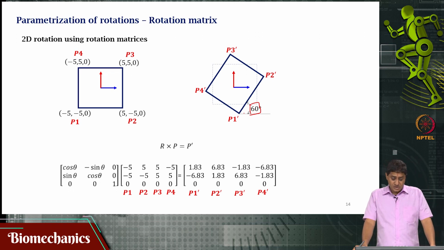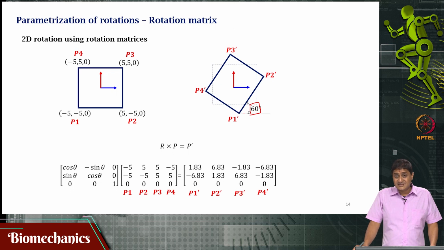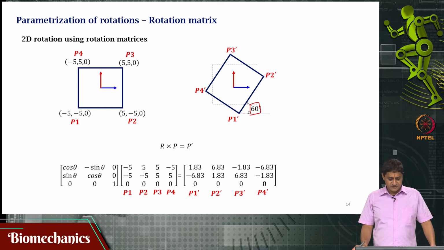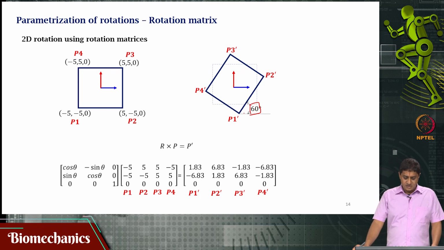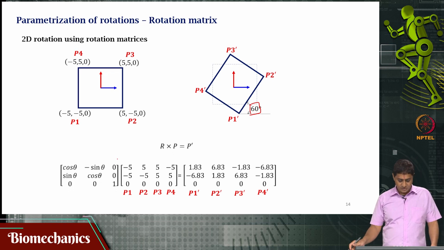Okay. Now, I can take each of these points as a vector, as a column of a matrix. Each of these is a vector and I can assume that they form columns of a matrix. The rotation matrix of interest for me is, because the rotation is happening about the z axis, going to be cos theta, minus sin theta, 0, sin theta, cos theta, 0, and 0, 0, 1.